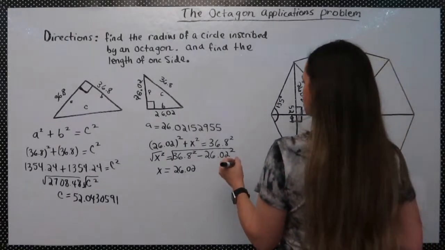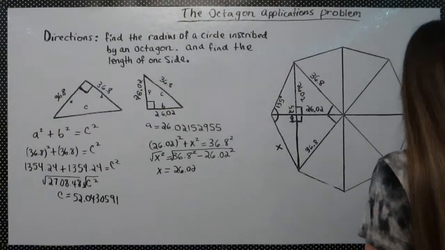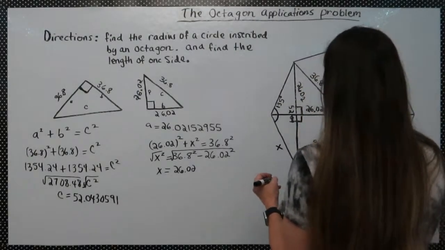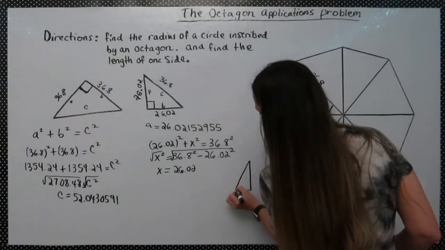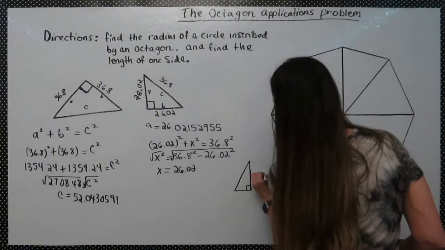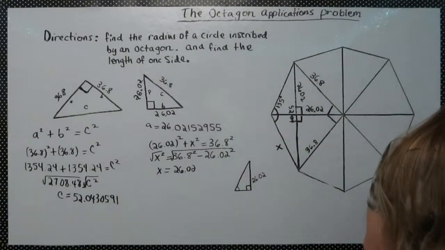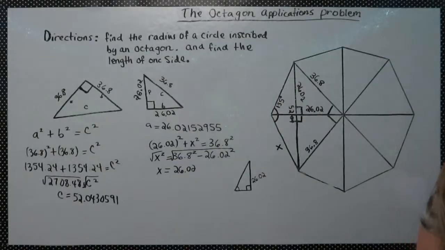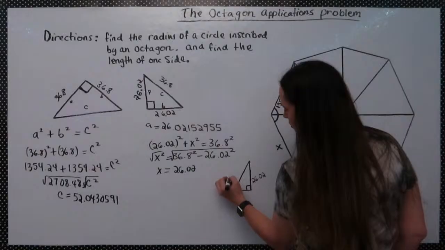So for this little triangle, where do I put the little triangle? This one. I'll just put it in here somewhere. So I know that this is 26.02, and that angle right there, it's a bisector, so you can divide that one by 2 as well. 135 divided by 2. So that's 67.5. So theta is 67.5.